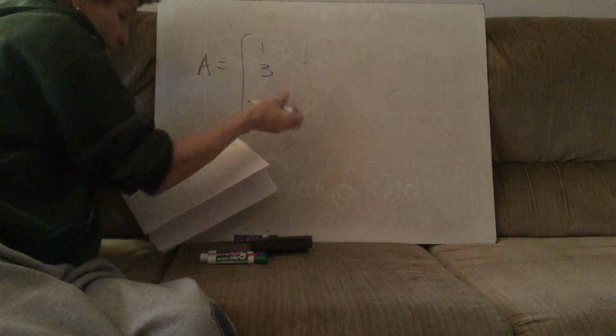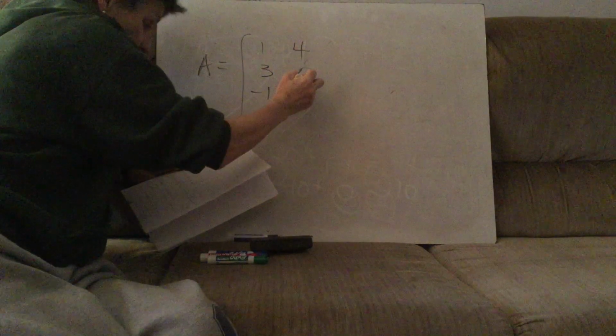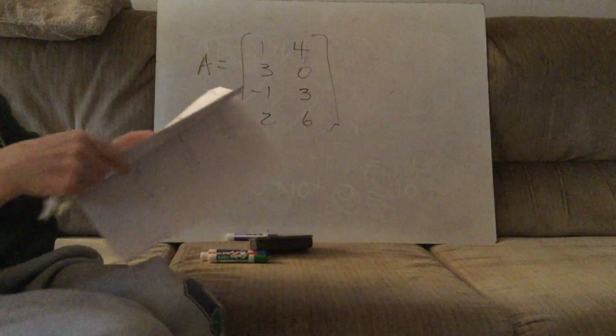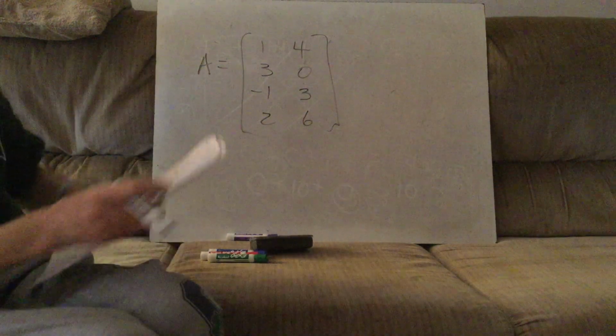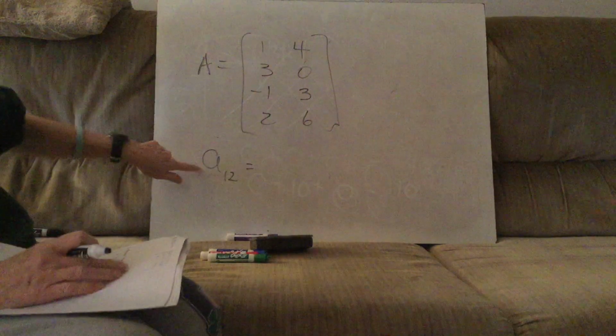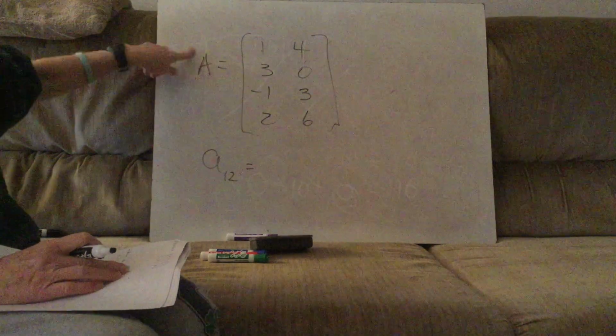Now we have our vocabulary section. So we've got a matrix given, and then we're asked some questions about it. This is matrix A. And the first question is A sub 1, 2. Now remember, the little a simply refers me back to matrix A. It says look inside matrix A.